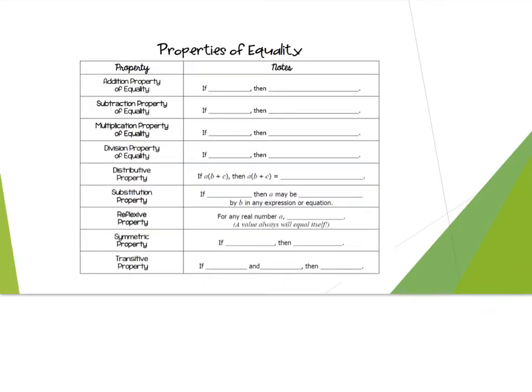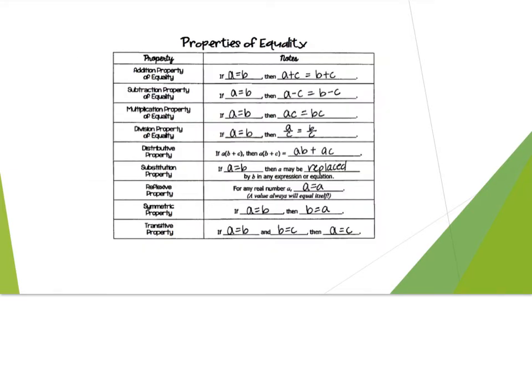Here are the properties of equality. All of these properties you learned in Algebra 1. So take the time to copy down the definitions and hit pause. So here are the properties of equality that you'll need to copy down. I would like for you to notice that we start off with A equals B. And if you notice over here, what did we do to each side? We added C, and that's the addition property.